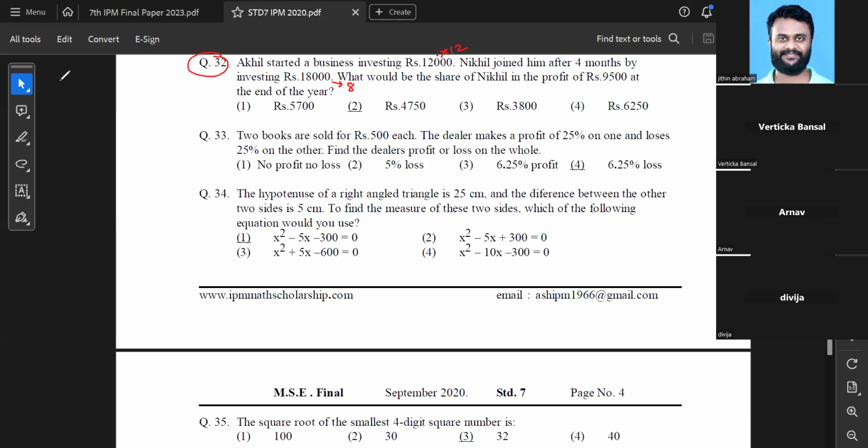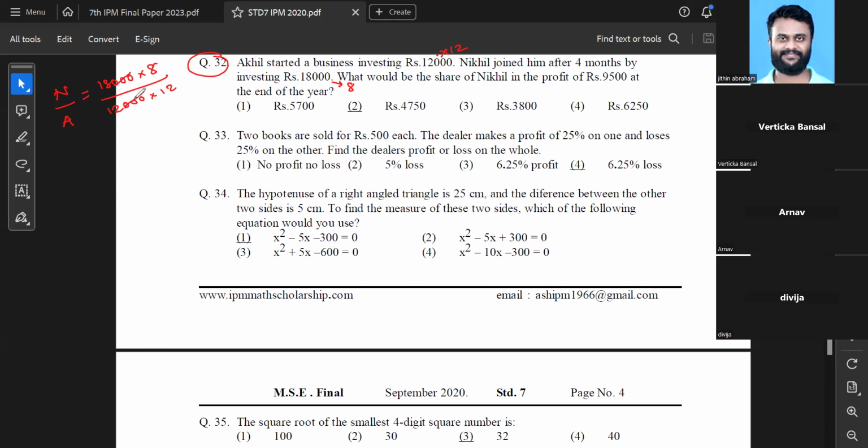So the ratio of profit which should be shared by Nikhil and Akhil should be Nikhil's investment, that is 18,000, multiplied by the time he invested, that is 8 months, divided by Akhil's investment, that is 12,000, multiplied by the time he invested. Both are very important factors, so we have to consider both of them. So from here I'll find the ratio.